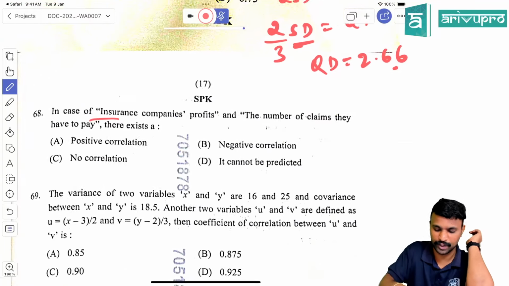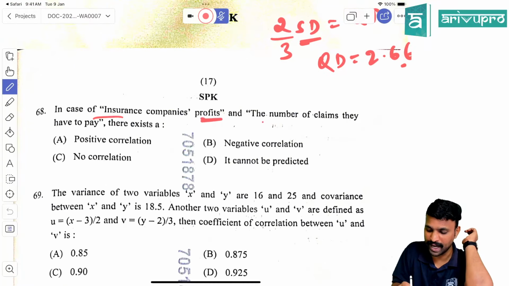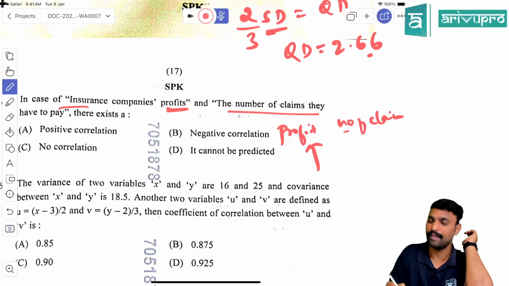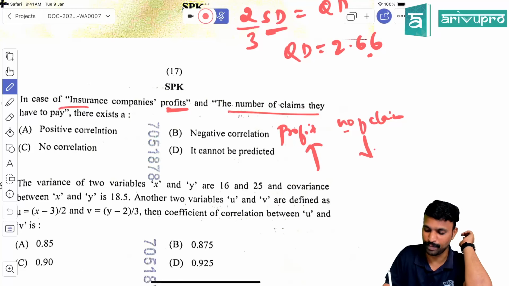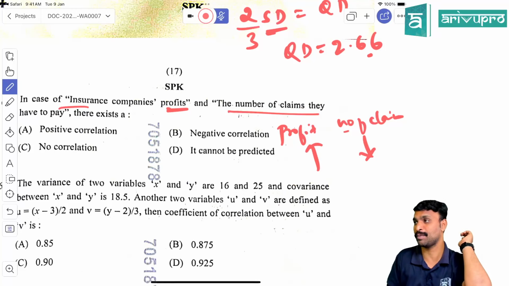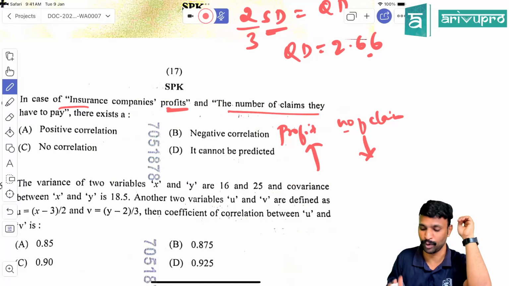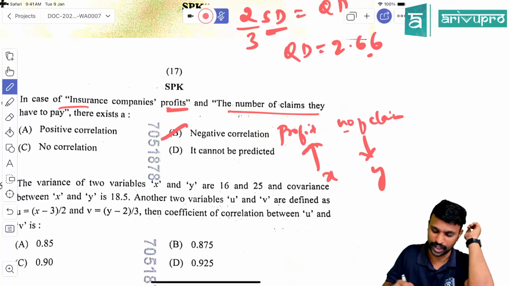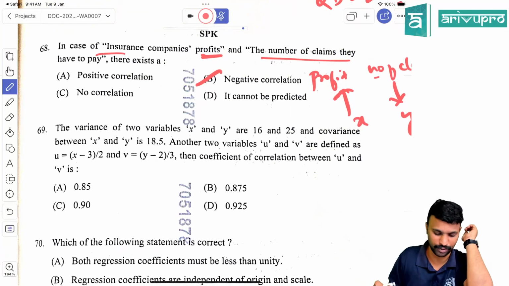Guys, in case of insurance companies, profit and the number of claims. If the profit is more for the insurance company, number of claims should be less. Yes or no? If the profit is more, number of claims should be less, then only the profit made by the insurance company will be more. That means if one is more, the other one is less. That means it is a negative correlation. If both are in the same direction, it is positive correlation.